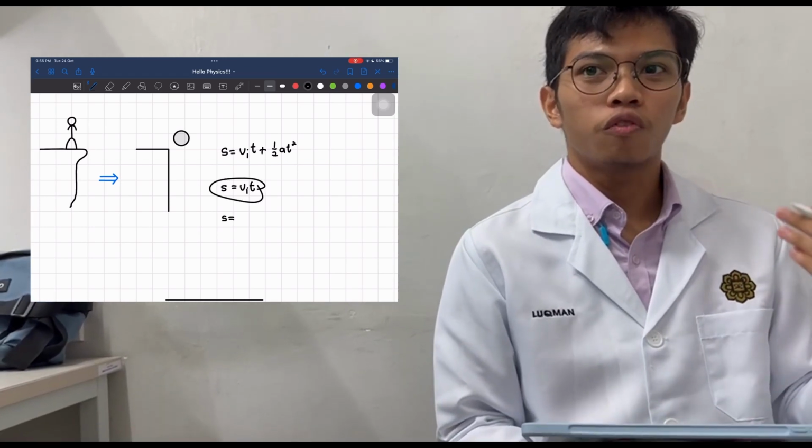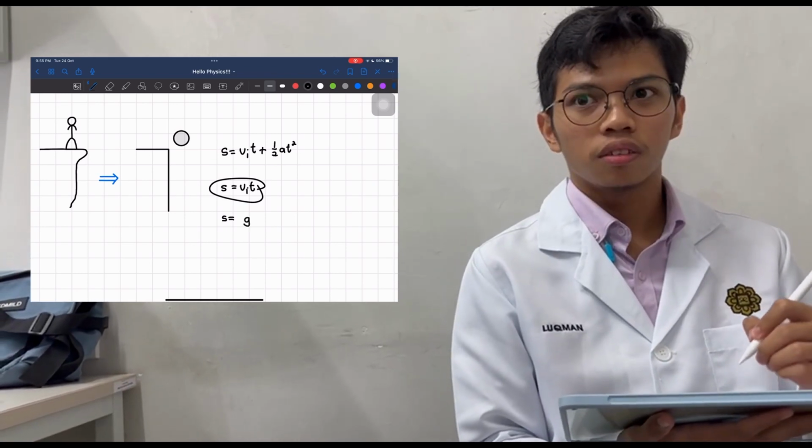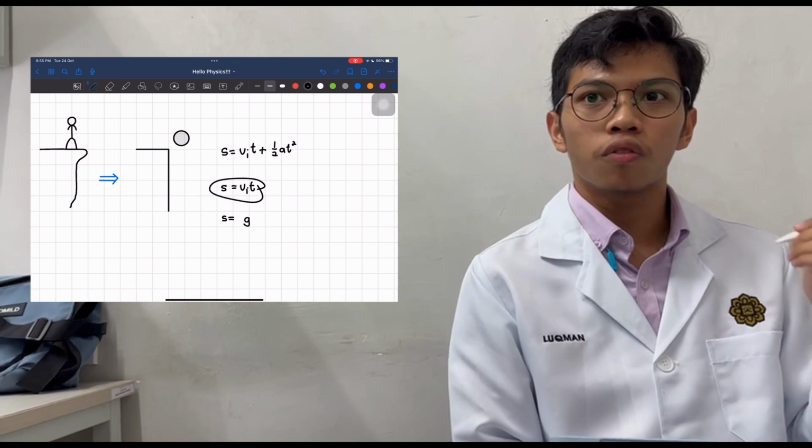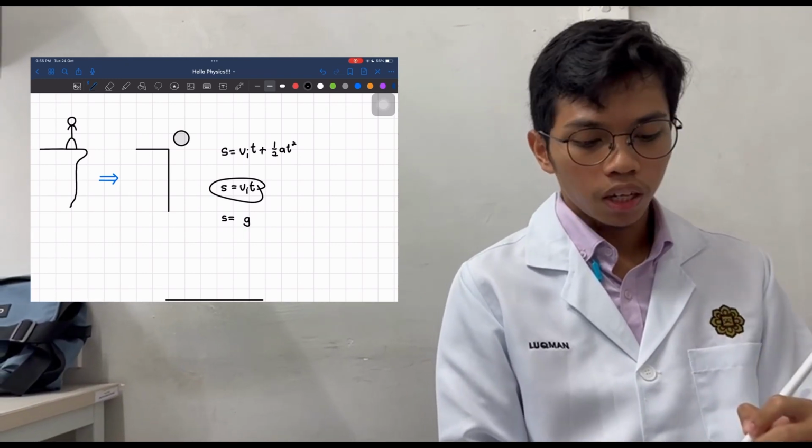Since we're talking about free fall, we need to take into account the acceleration of gravity. This is what the second half of the equation is for. Half times acceleration multiplied by time squared.